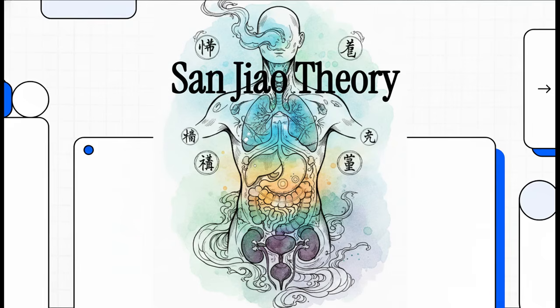All right, let's just dive right into this explainer. Today, we're exploring a seriously fascinating medical concept, one that completely flips typical Western assumptions about the human body right on its head. We are going to look closely at the San Jiao theory of pathology in traditional Chinese medicine, which you might also hear called the triple burner, the triple energizer, or the triple warmer.